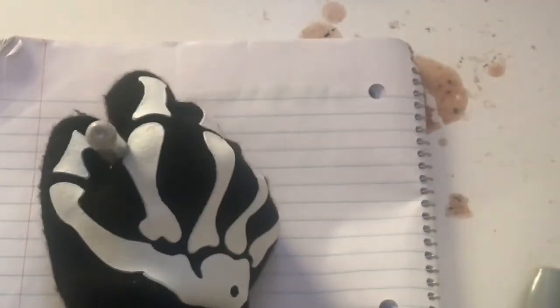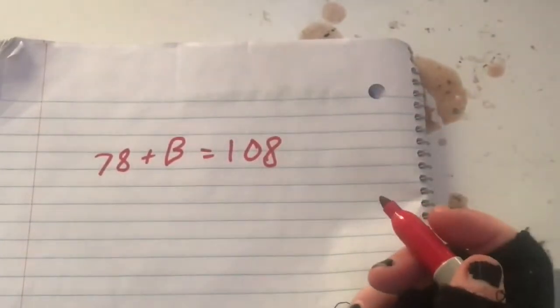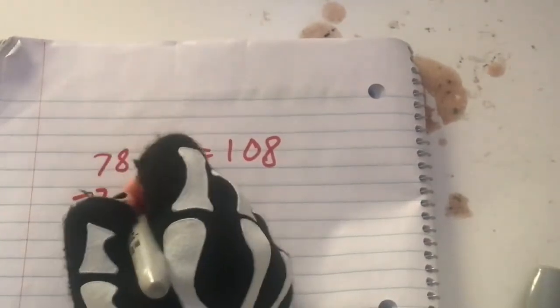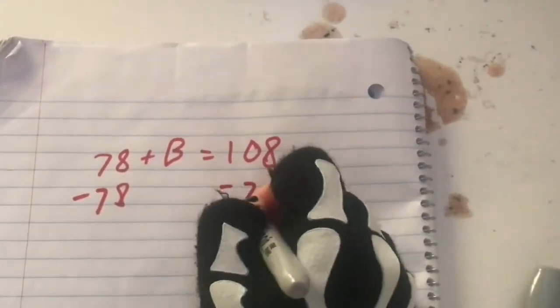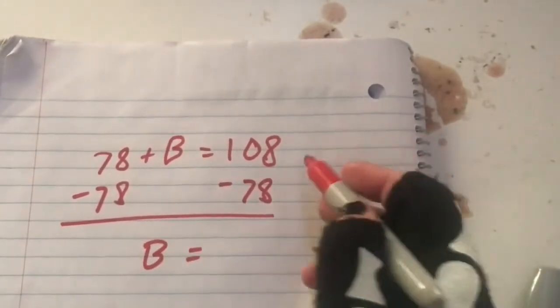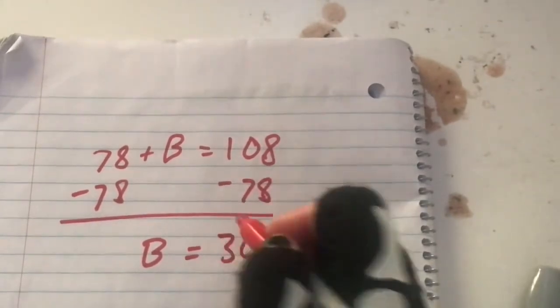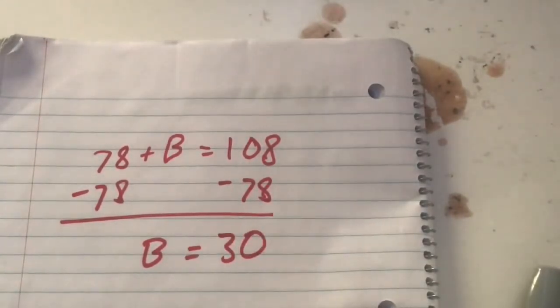Another example problem would be 78 plus b equals 108. You need to find b, so you would isolate the variable, subtract 78 from both sides, and then you would get b equals 108 minus 78, which is 30. So that is the answer, 30.